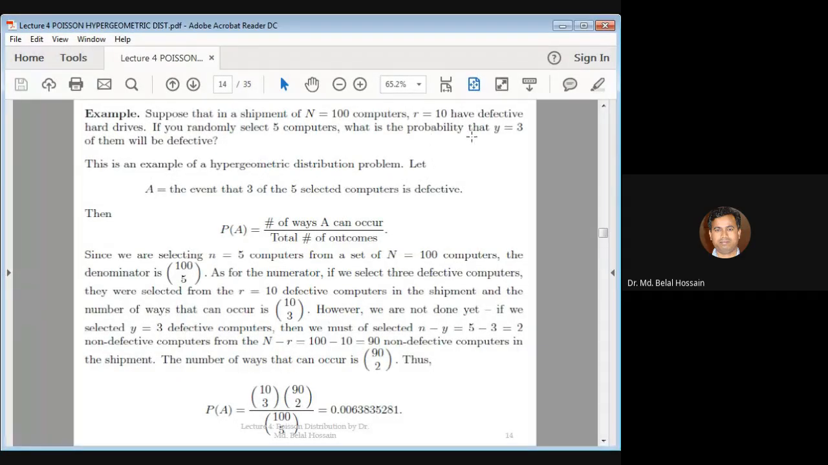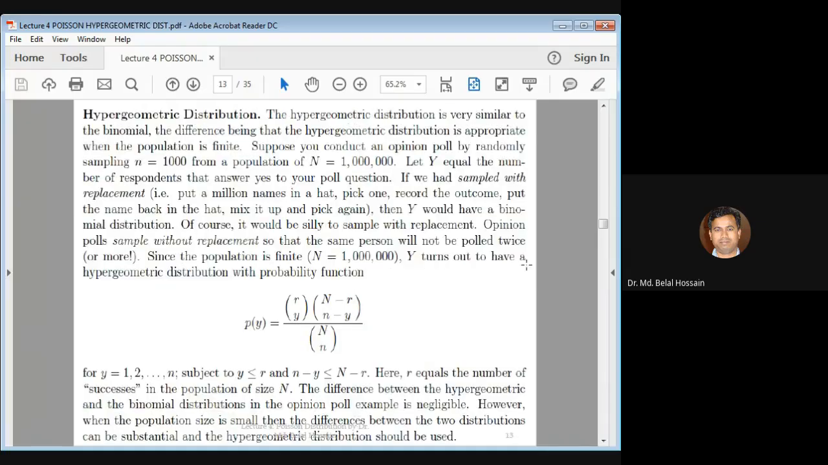So what is the probability of y equals 3? 3 of them will be defective, 0.006. So this is how you can find probabilities from a hypergeometric distribution too. Do you have any question?